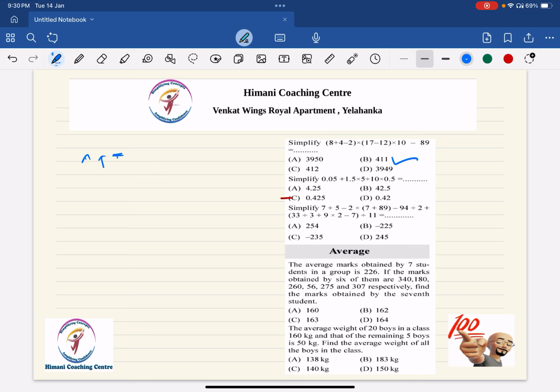So here the average marks of 7 students is 226. So let us find the total marks of 7 students. It should be 7 into 226. So let us find that out. 7 sixes are 42, 4 carry over, 7 twos are 14, 14 and 4 is 18, 1 carry over, 7 twos are 14, and 1 is 15. That means all these 7 students together got 1582 marks.